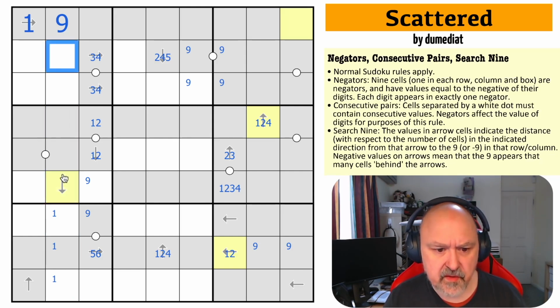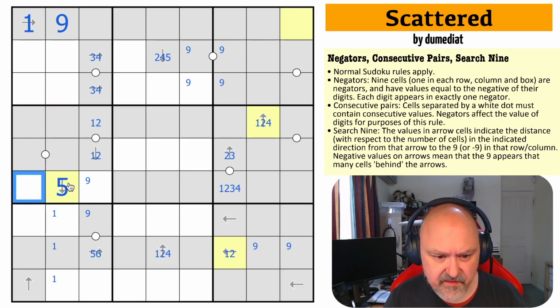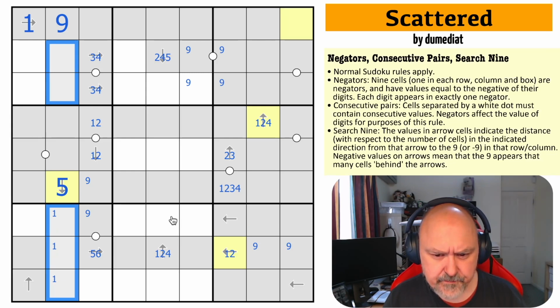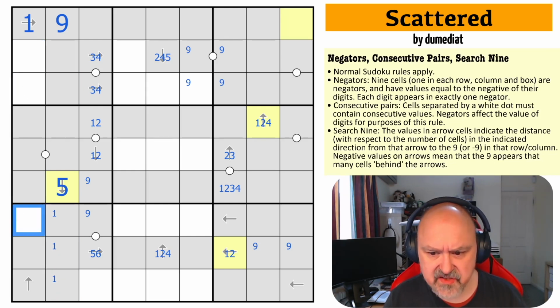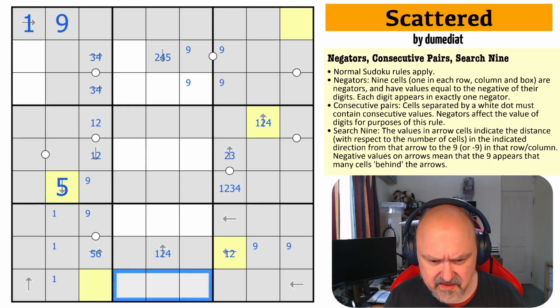1, 2, 3... 1, 2, 3, 4, 5. This is a negative 5. Those are not negators, and those are not negators. There's a negator in there, so that is not a negator. That is a negator. Those are not negators.